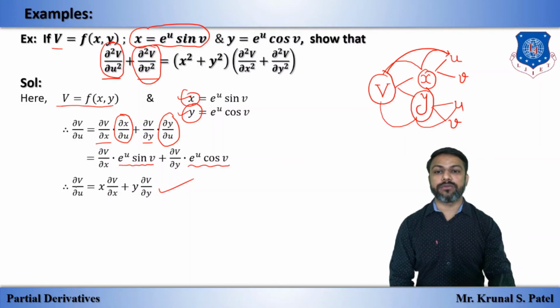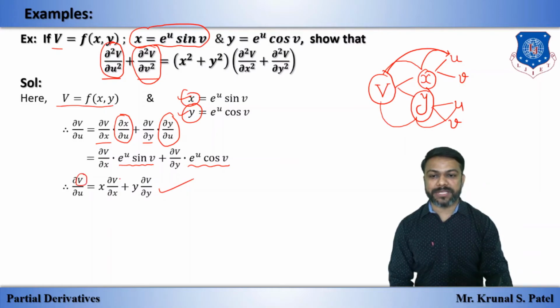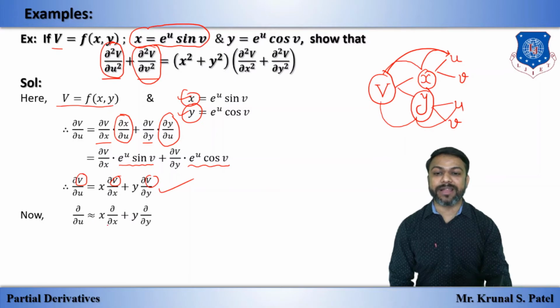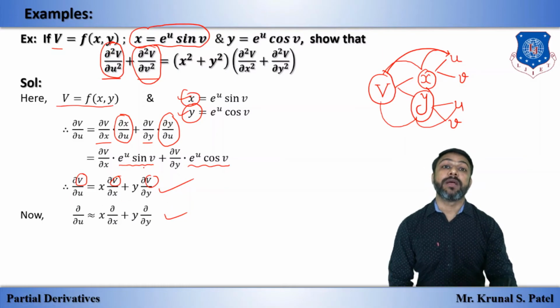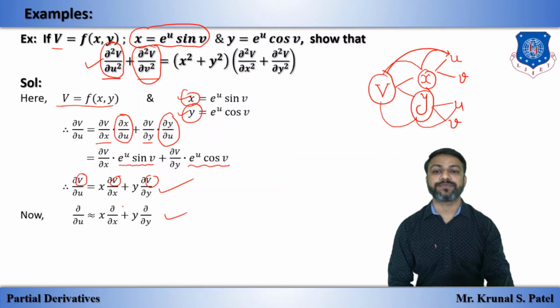Now from this we can drop this V. So this equation becomes del by del u similar to x del by del x plus y del by del y. Just by dropping the function V, we have these two. Why do we use this logic? Because in this rule, that means partial differentiation and chain rule, whenever we want to differentiate second order, we have to use this concept. So you can understand better.